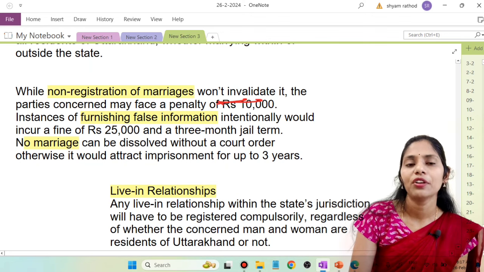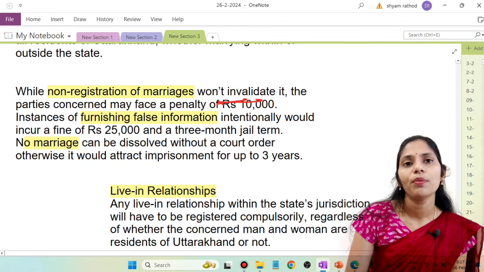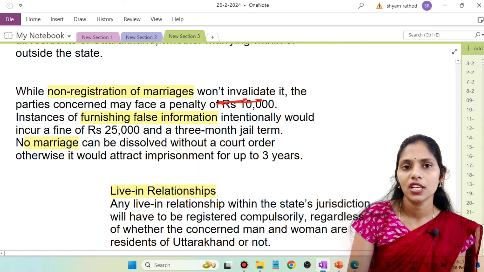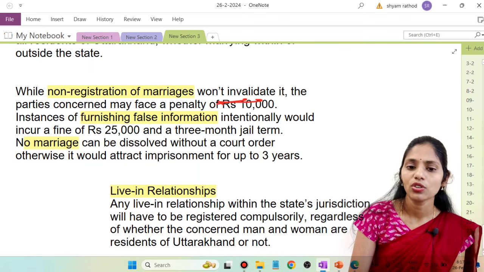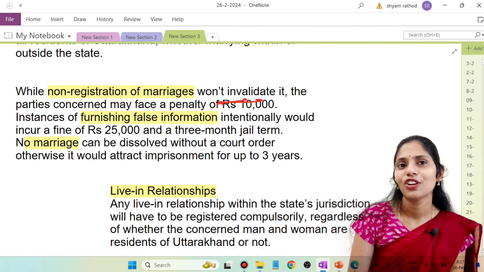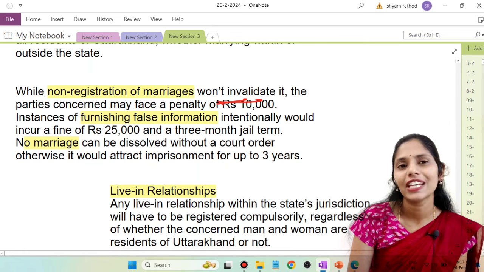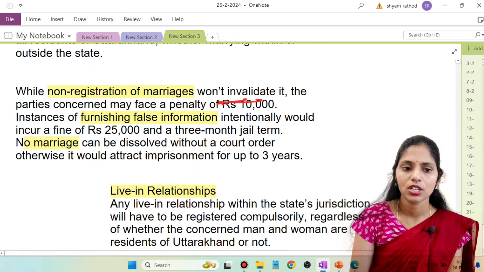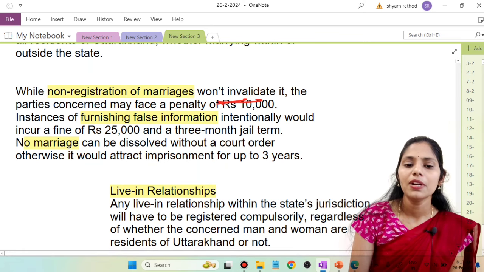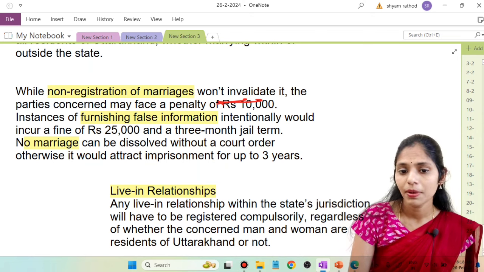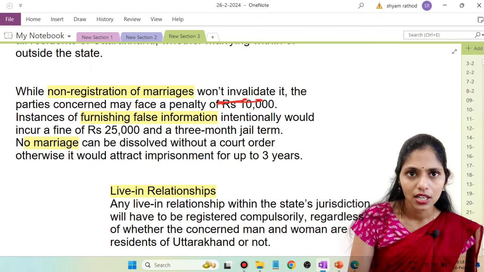There will be a penalty of 10,000 rupees. And if you are providing false information, then you will get a fine of 25,000 rupees, and along with that, an additional 3 months of imprisonment. And no marriage can be dissolved without a court order, otherwise it would attract imprisonment of up to 3 years.